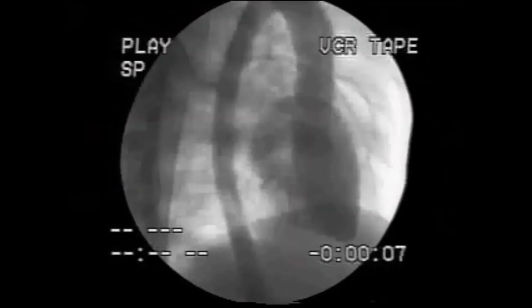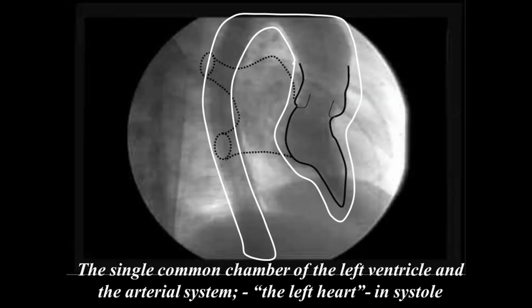This video also serves to give us a good understanding of the speed at which blood flows from the right ventricle to the left ventricle through the pulmonary circuit. Also, we now see the left ventriculogram performed with a catheter inserted via a femoral artery up the abdominal aorta into the ascending aorta. The tip of the catheter passes through the aortic valve and into the left ventricular cavity. This image defines for us the left ventricular single common chamber which occurs in systole.